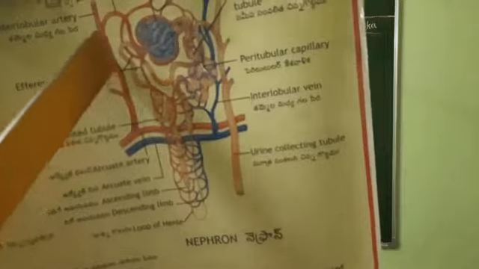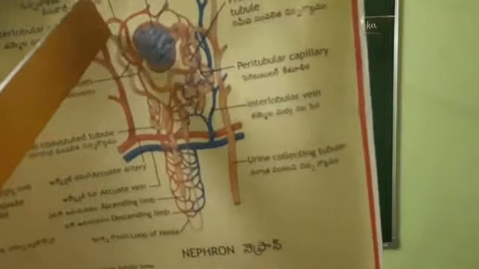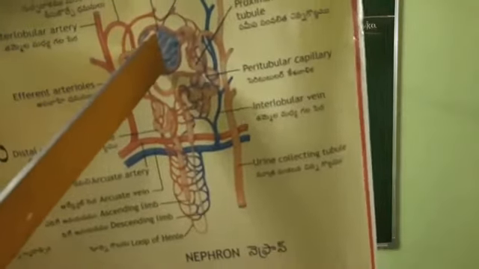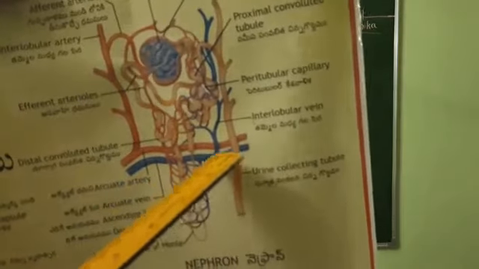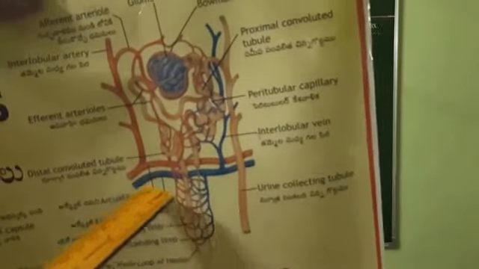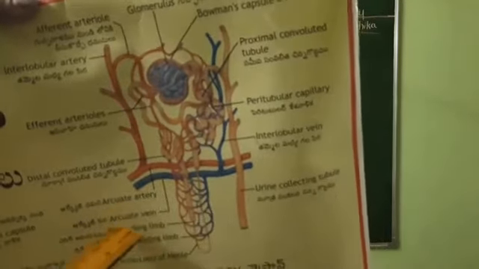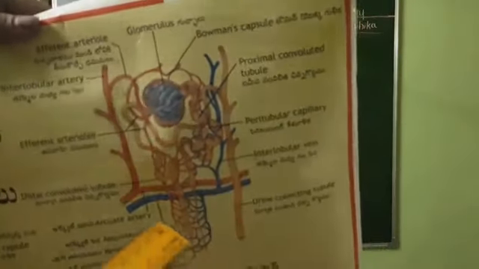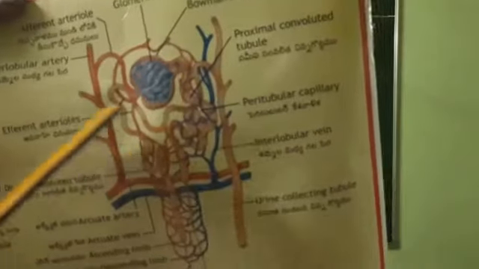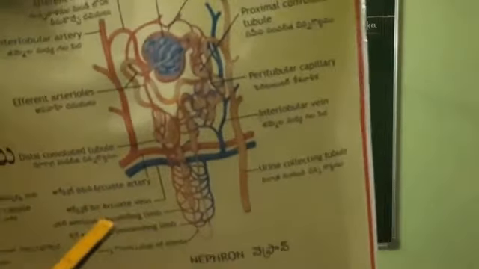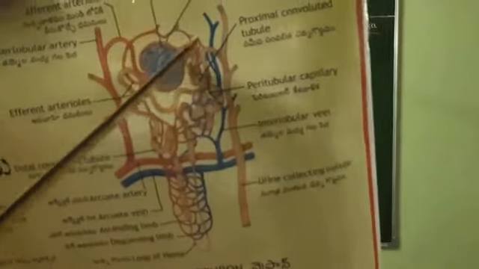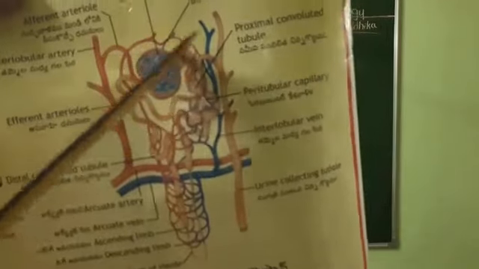Here you can see a branch of the arteriole, the efferent arteriole, entering the nephron, and this blue colored one is the venule that is coming outside. The arcuate vein and all that we are not concerned with. What are the different parts of the nephron? You can see one cup-like structure. Can you all find it?